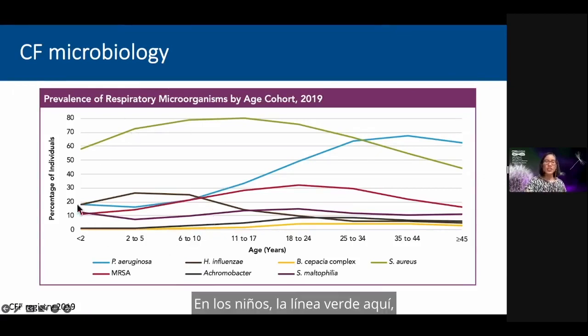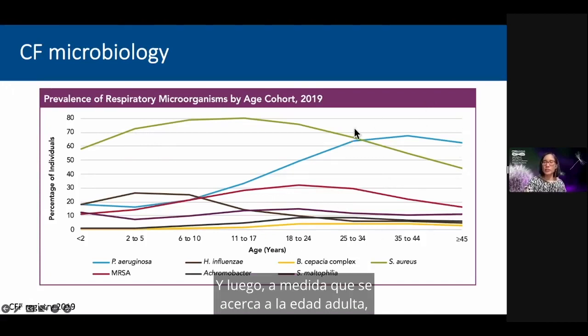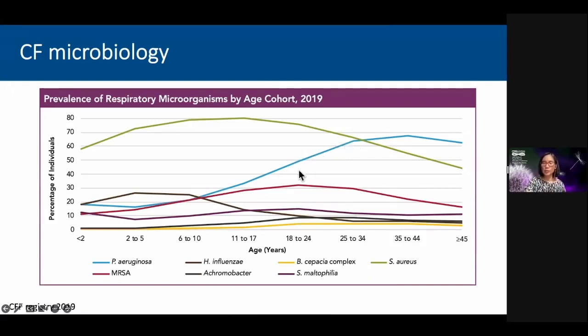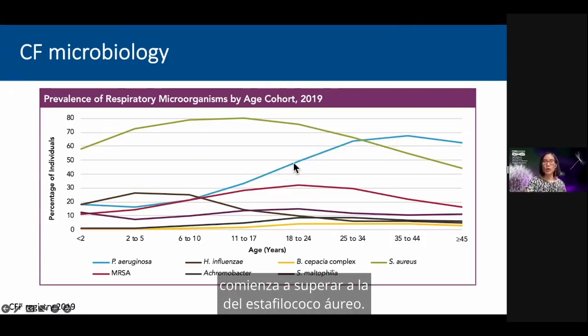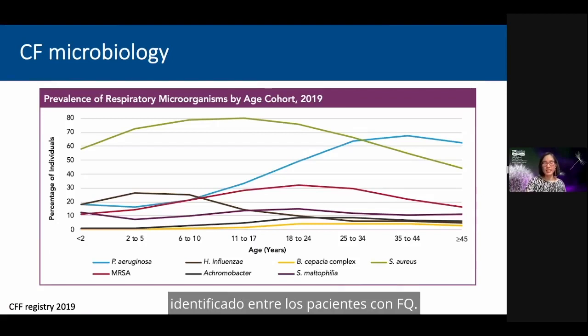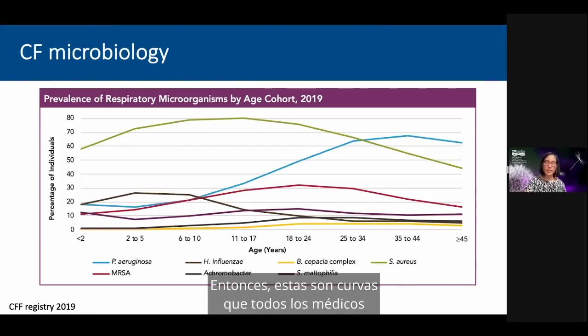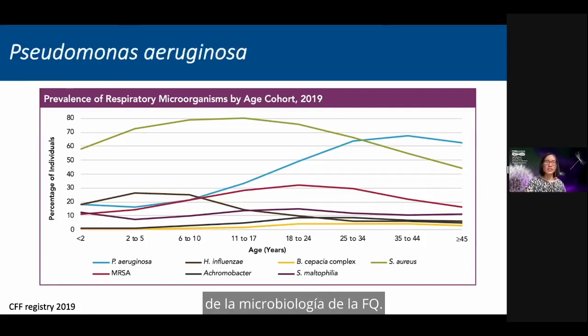And as you can see, as people with CF are of different age, the profile tends to change. In children, the green line here, the most common pathogen that is identified is Staph aureus. And then as you head into adulthood, typically by the time the patients are in the 18 to 25 or 30 years old, the prevalence of Pseudomonas starts overtaking that of Staph aureus. And in adulthood, Pseudomonas is the most prevalent organism, pathogen identified among CF patients. So these are curves that all of the clinicians have seen year in, year after, and in fact, also probably patients, in terms of what is the picture of CF microbiology.